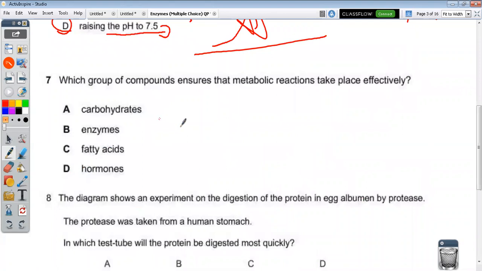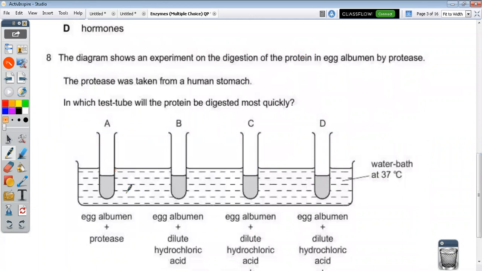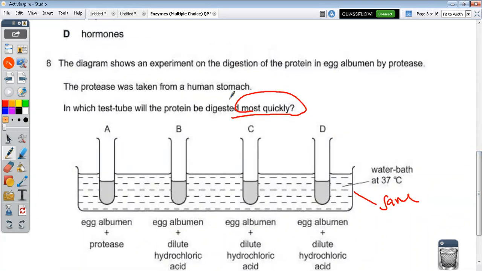Which group of compounds ensures metabolic reactions take place effectively? Enzymes. Huh? Make sense? Then this were confusing some. The diagram shows you an experiment on the digestion of protein in egg augmented by protease. Okay. Now, what I need to pay attention to here is this word most quickly. Now, what do you know by high temperatures? The temperature is the same. So let's ignore the temperature. But what are we concentrating on here?